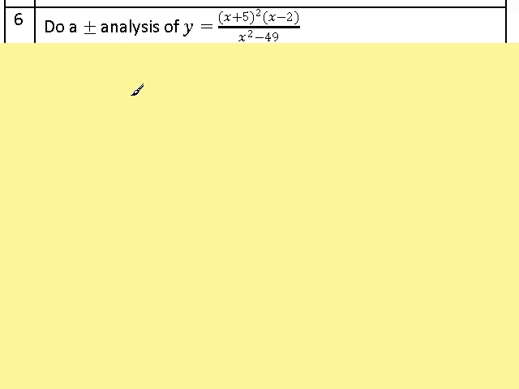In number 6, we're doing a plus-minus analysis. So on the number line, we're going to place the zeros of the numerator and the denominator. All right, this denominator factors into x plus 7, x minus 7. So the zeros are from the numerator minus 5 and 2, and from the denominator minus 7 and 7. So let's start with minus 7. The zeros of the denominator we'll represent with an open circle. That's where the vertical asymptotes are. And so starting from the left, we have minus 7, and then we have minus 5. That's coming from the numerator, so I'll give that a closed circle.